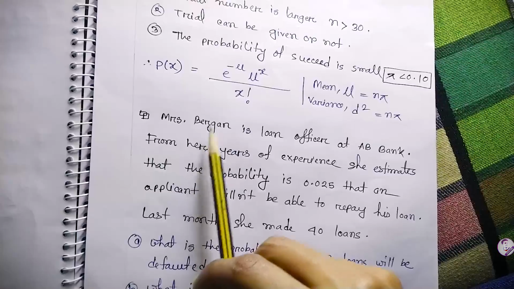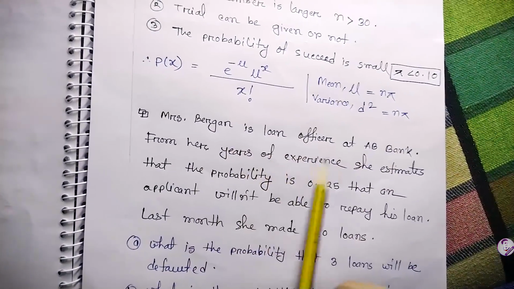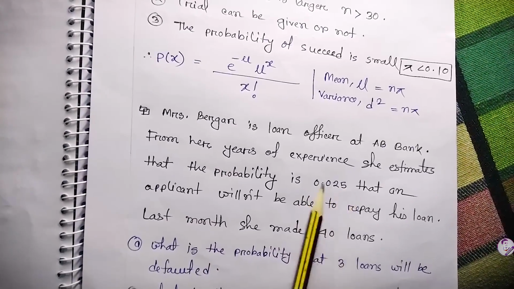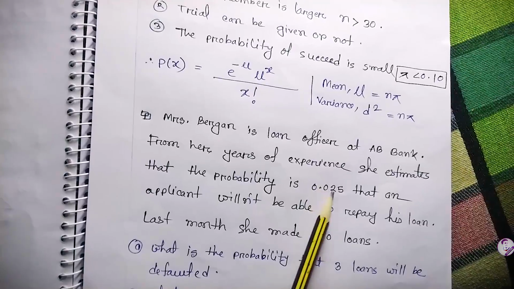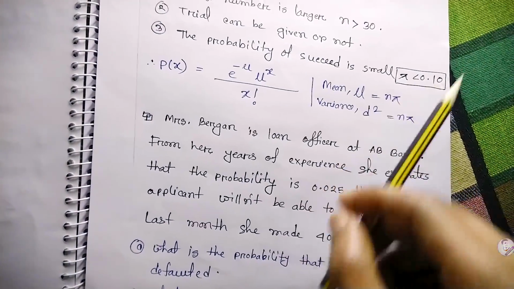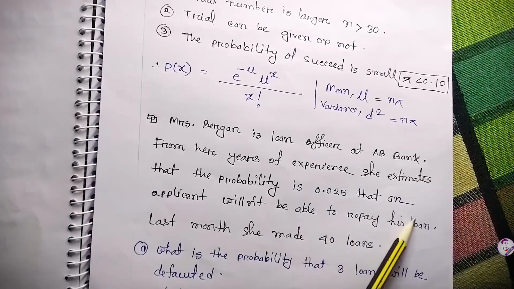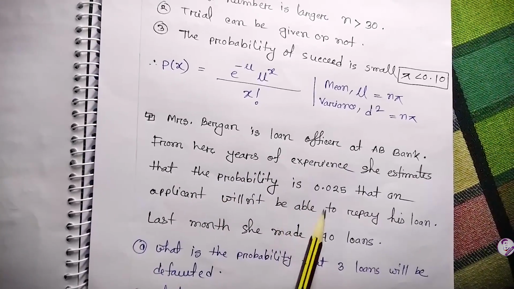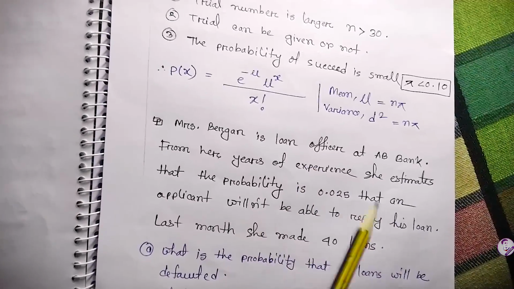So let's see the example. Mrs. Bergen is a loan officer at AB Bank. From her years of experience, she estimates that the probability is 0.025, which is smaller than 0.10, that an applicant won't be able to repay his loan. So the probability is 0.025 that an applicant won't repay his loan.